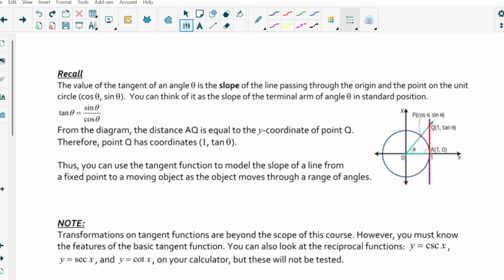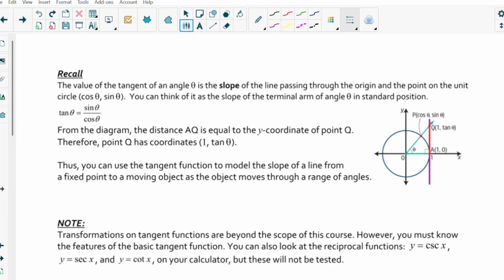All right, we are on to the next part of our exploration of the tangent function. The value of the tangent of an angle theta is the slope of the line passing through the origin and the point on the unit circle, cosine of theta, sine of theta, just like the diagram shows. So you can think of it as the slope of the terminal arm of angle theta in standard position.